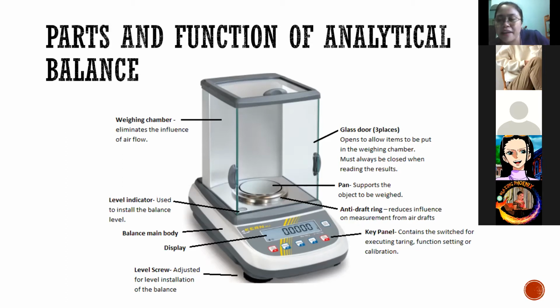And then the key panel. This is where you can see the buttons, like for settings and for tare, if we want to zero the display. We find that on the key panel. Okay, questions about the parts of your balance? None?